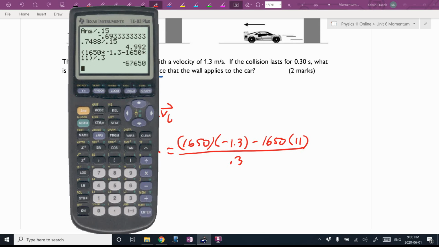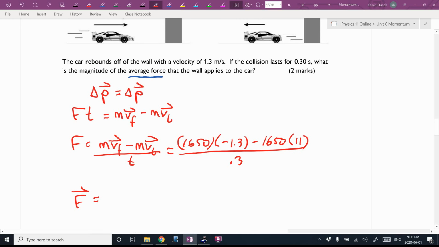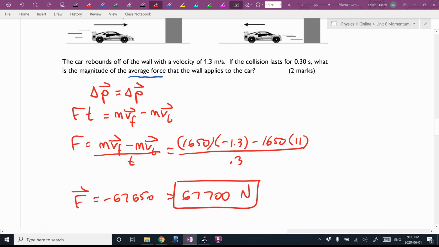And I get, does this look right, Mr. Dueck? Did I make any typos? Times negative 1.3 minus blah, blah, blah, blah, times 11. But, yep. So I get negative 67,650 newtons. They said the magnitude of the average force, so I'll take plus or minus 67,650. I'll call it 67,700 newtons if I go to 3 sig figs.